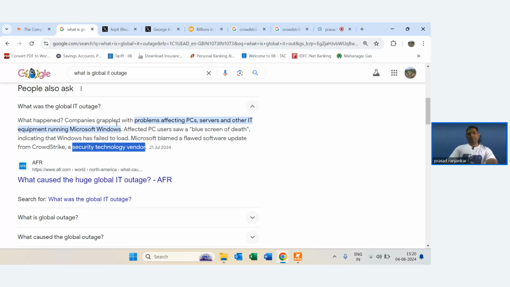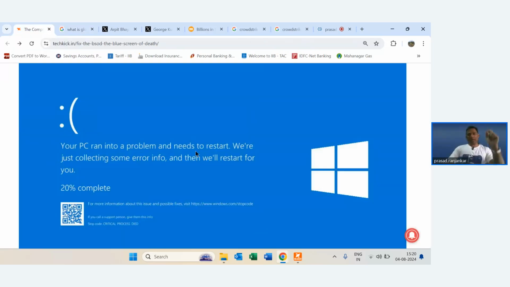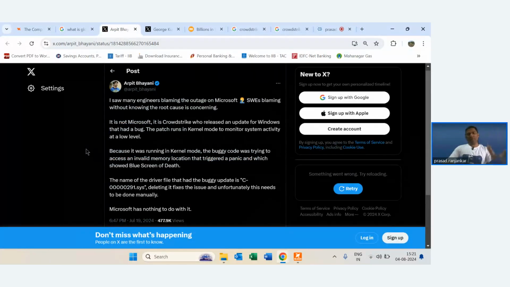So what happened? Companies grappled with problems affecting PCs, servers, and other IT equipment running on Microsoft Windows. The affected PC users saw a blue screen of death. Basically, they are not able to use their computers. They are not able to boot their laptops, because the laptop was stuck on this screen. So there is actually panic.